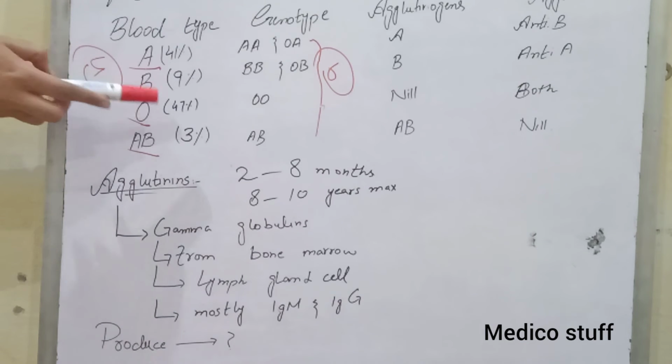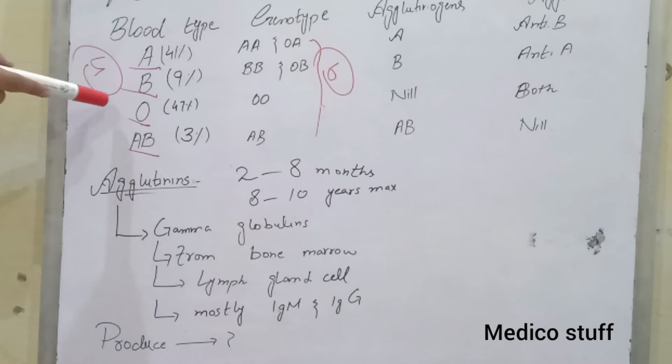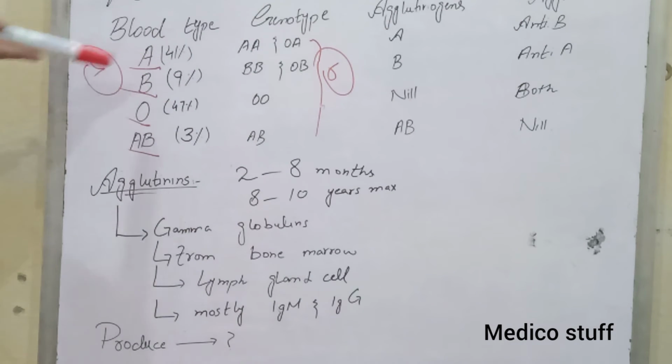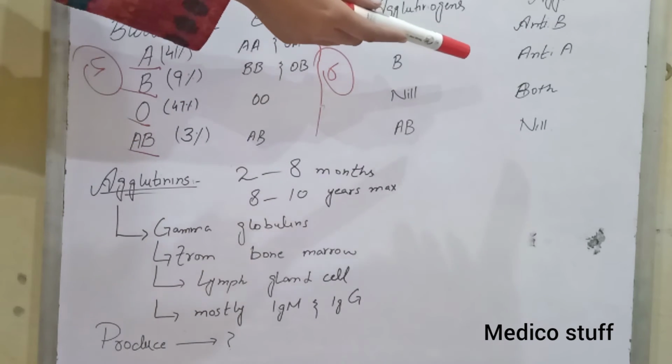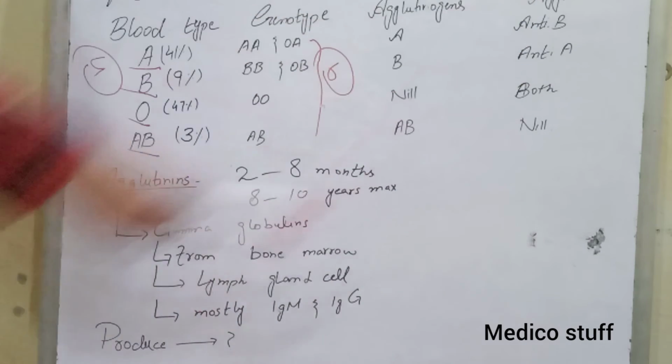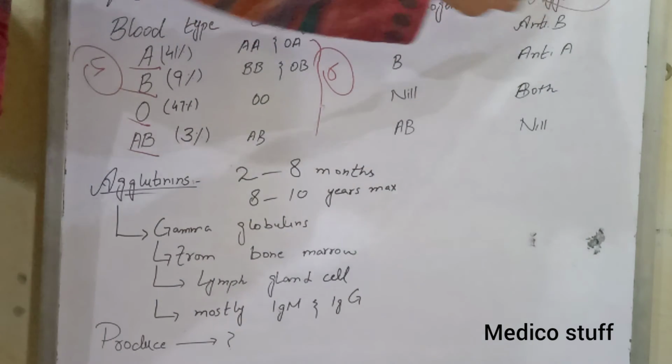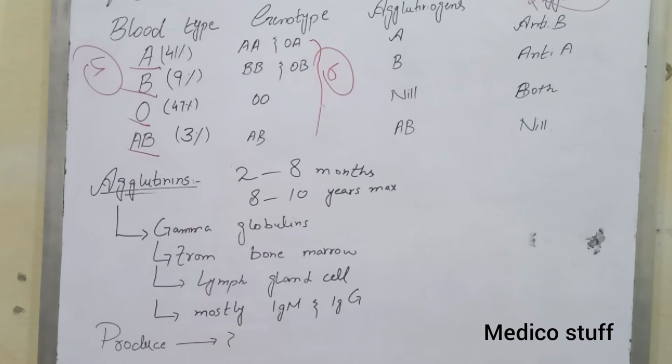If there is B blood type, then there will be anti-A antibody. If O, none of the antigens is present, then there will be both types of antibodies. And now if both types of antigens are present, there will be none of the antibodies present. We will discuss in detail what agglutinins are and how these are formed. So agglutinins are gamma globulins. These are gamma globulins which are usually formed in bone marrow and our lymph gland cells. Where the erythropoiesis occurs, there usually is a formation of agglutinins.